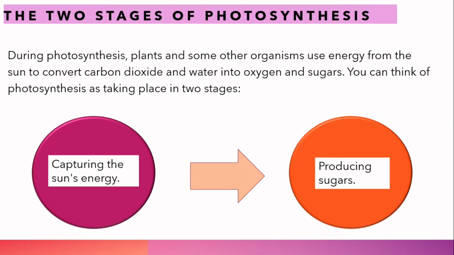The two stages of photosynthesis. During photosynthesis, plants and some other organisms use energy from the sun to convert carbon dioxide and water into oxygen and sugars. You can think of photosynthesis as taking place in two stages. Number one, capturing the sun's energy, and number two, producing sugars.